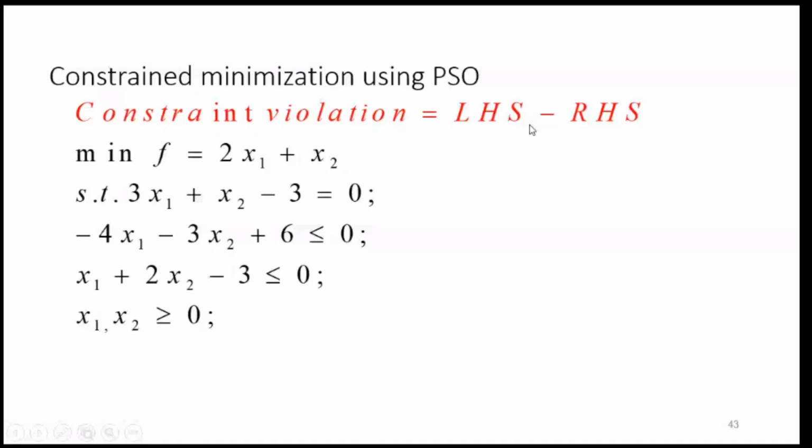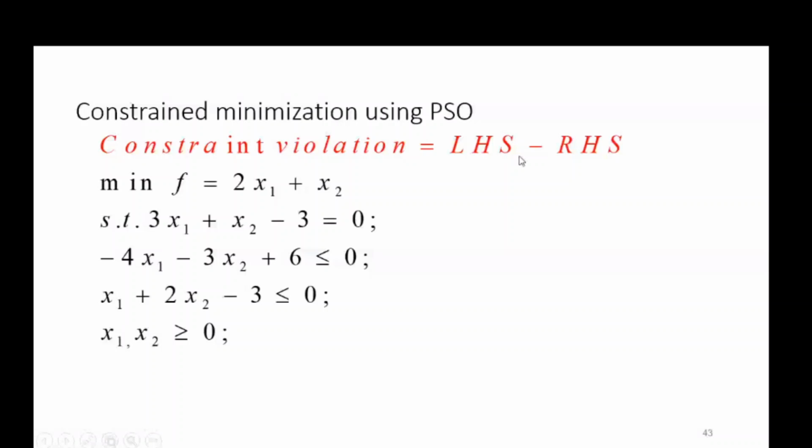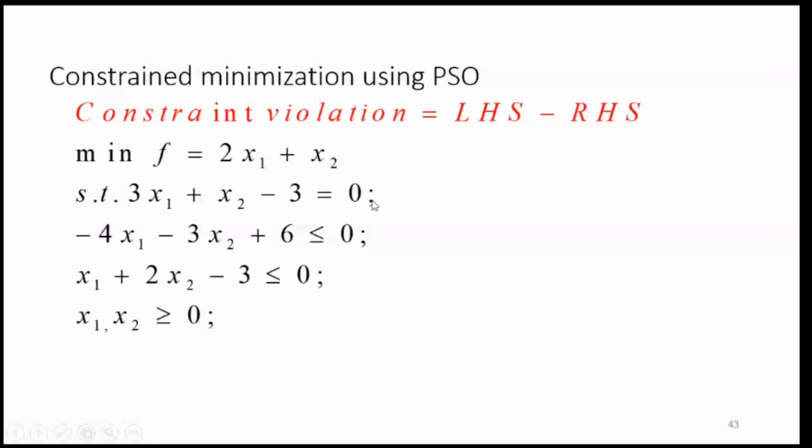So constraint violation is this minus RHS, right? So in case of equality constraint, what is the constraint violation for this case? LHS minus RHS, and take on this side, minus 0 is equal to 0. So constraint violation is nothing but 3x1 plus x2 minus 3.